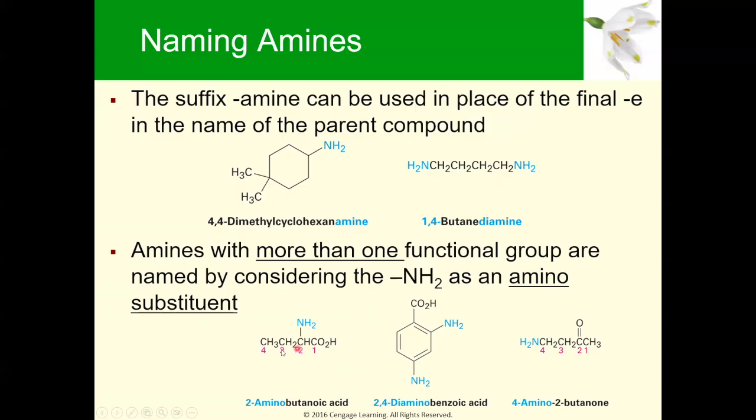This is butanoic acid, so there's 4 carbons in it. It's got a carboxylic acid functional group, and on carbon 2, you've got an NH2, so that's 2-amino-butanoic acid. Here we've got a benzoic acid, so the parent is the benzoic acid, and it's got 2 NH2 groups on it at the 2 position and the 4 position, so 2,4-diamino-benzoic acid. Okay, and in this case, we've got, again, 4 carbons where a ketone group is on carbon number 2, so it's 2-butanone, but then on carbon number 4, there's that NH2, so it's 4-amino-2-butanone.